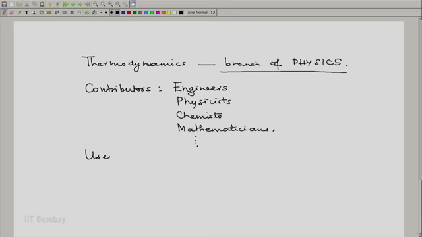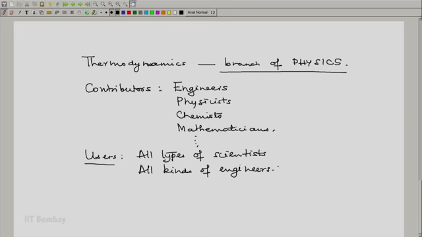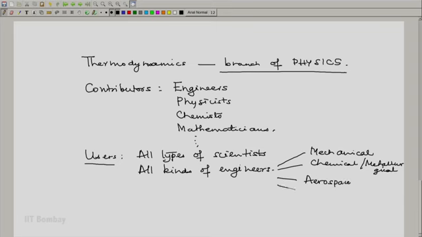And the users of thermodynamics are all types of scientists and all kinds of engineers. Among engineers, perhaps mechanical engineers use it the most, followed by chemical and metallurgical engineers, even aerospace engineers, electrical engineers, you name it, they will be using thermodynamics.